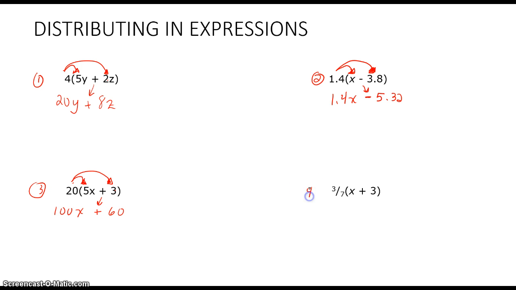Number 4. Here we have a fraction. We've done whole numbers, decimals, and now we'll do a fraction. Again, a number sitting next to parentheses is really a multiplication problem. 3/7 times x, 3/7 times 3. And remember, you can always use your calculator on these, so don't let those fractions scare you. 3/7 times x is 3/7 x, and 3/7 times 3 is 1 2/7. I'll again connect it with my addition sign.